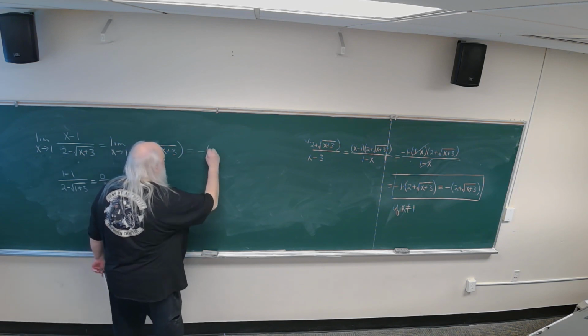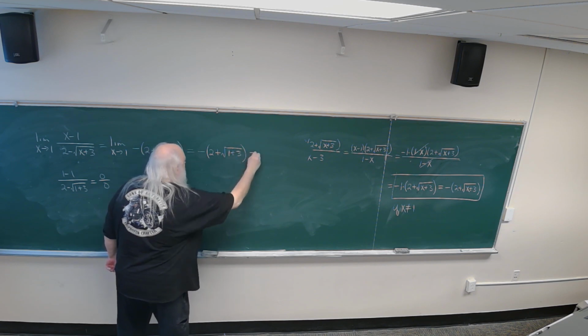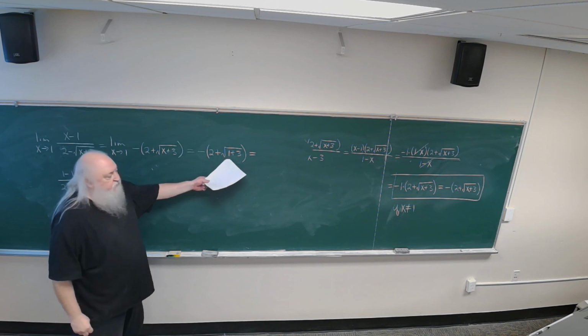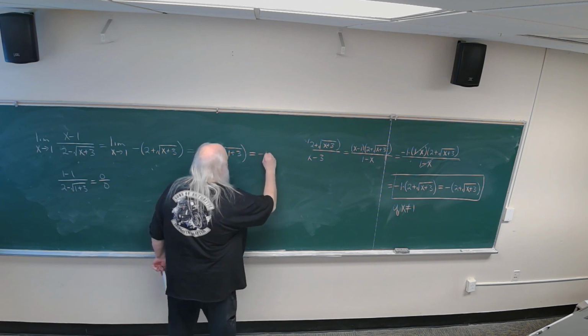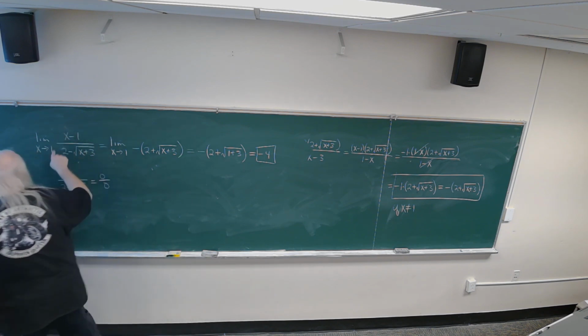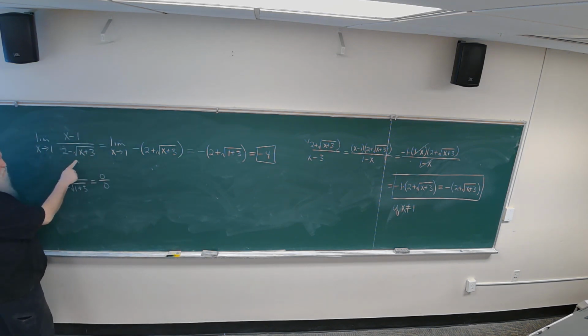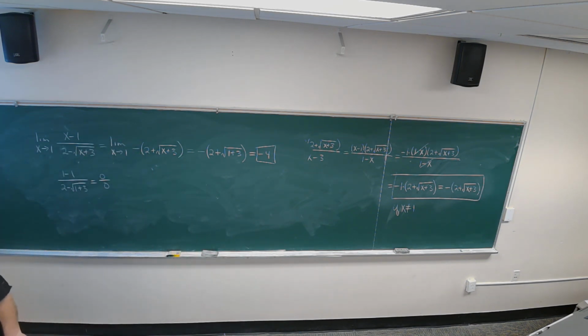We have minus 2 plus square root of 1 plus 3. 1 plus 3 is 4, square root of 4 is 2, 2 plus 2 is 4, and so this simplifies to minus 4. So this quotient is undefined at x equals 1, but the closer x is to 1, the closer the value of this quotient is to minus 4. Okay. So that's the difference between at x equals 1 and near x equals 1.